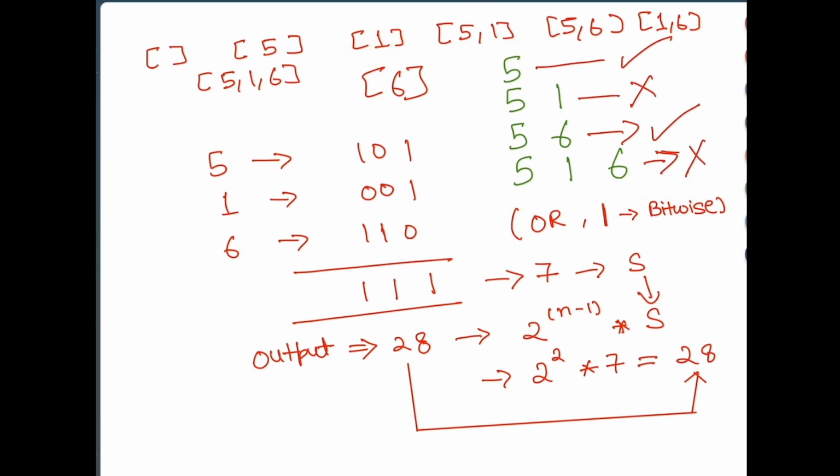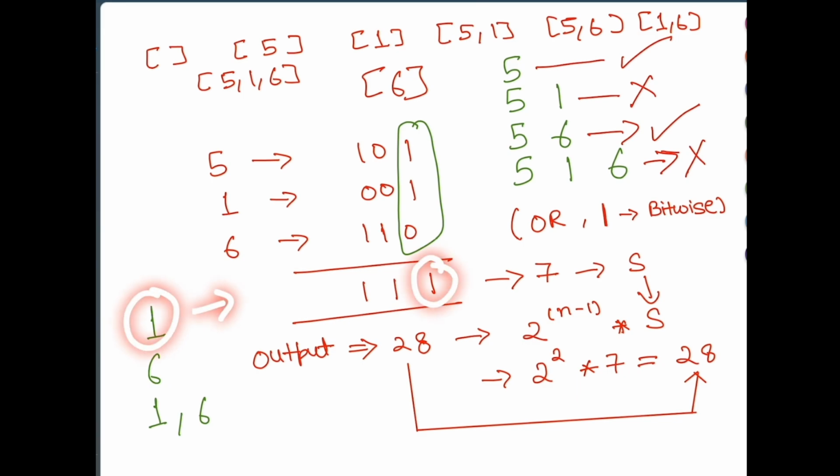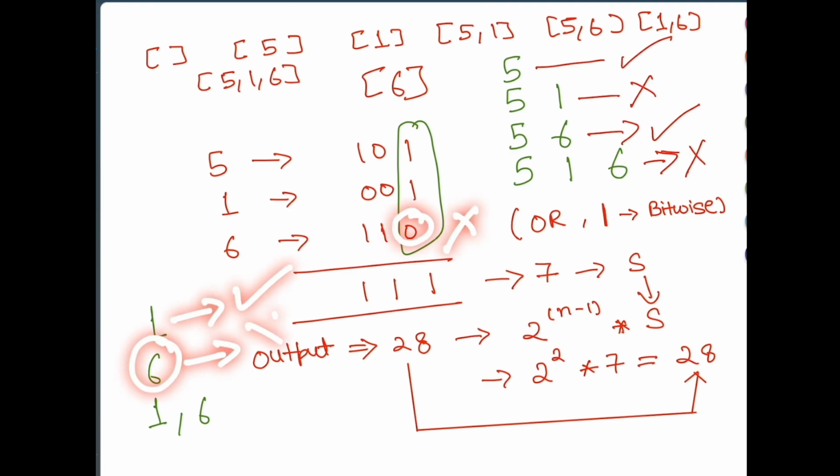And what about the other subsets which don't include 5? We have 1, we have 6, and we have 1, 6. Try to find the same thing again for the last bit, and the operation is going to be the same for all the bits. The element 1 is going to say the last bit is 1. The element 6 is going to say the last bit is not 1. So this will say the last bit is 1, and this will say the last bit is not 1. And the combination of 1 and 6 is going to say the last bit is 1, because 1 will say it is 1, 6 will say it is not 1, but we have an odd number of ones. So the last bit is going to be set as 1.